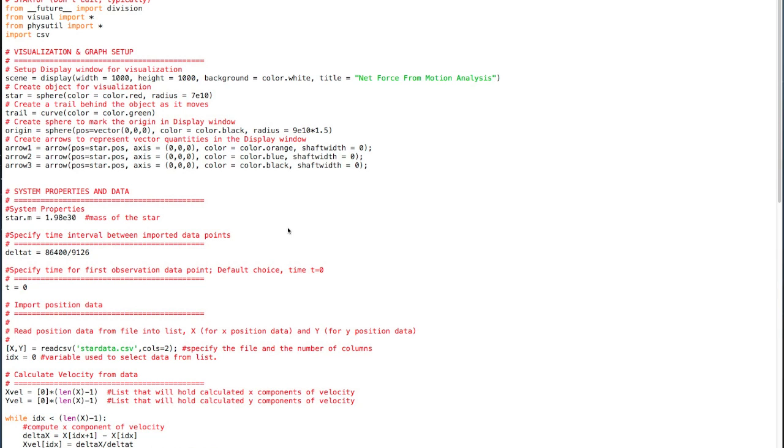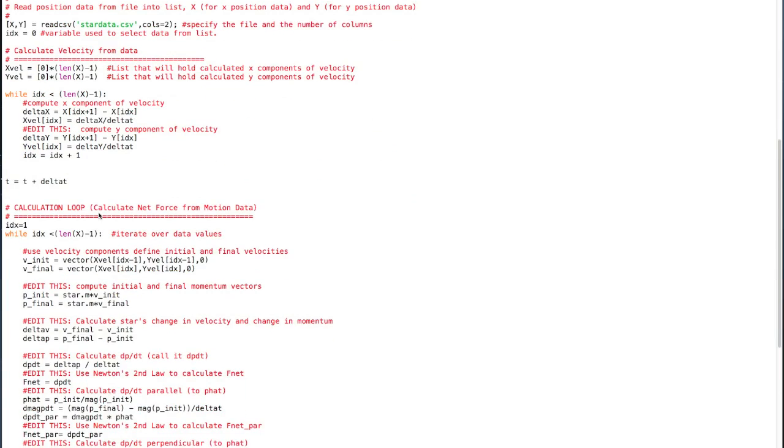Using the data that has been collected, or rather synthesized, we can construct a model in Python that reads this data and uses it to update the star's position. To analyze the forces on our system, we'll have to use Newton's second law.